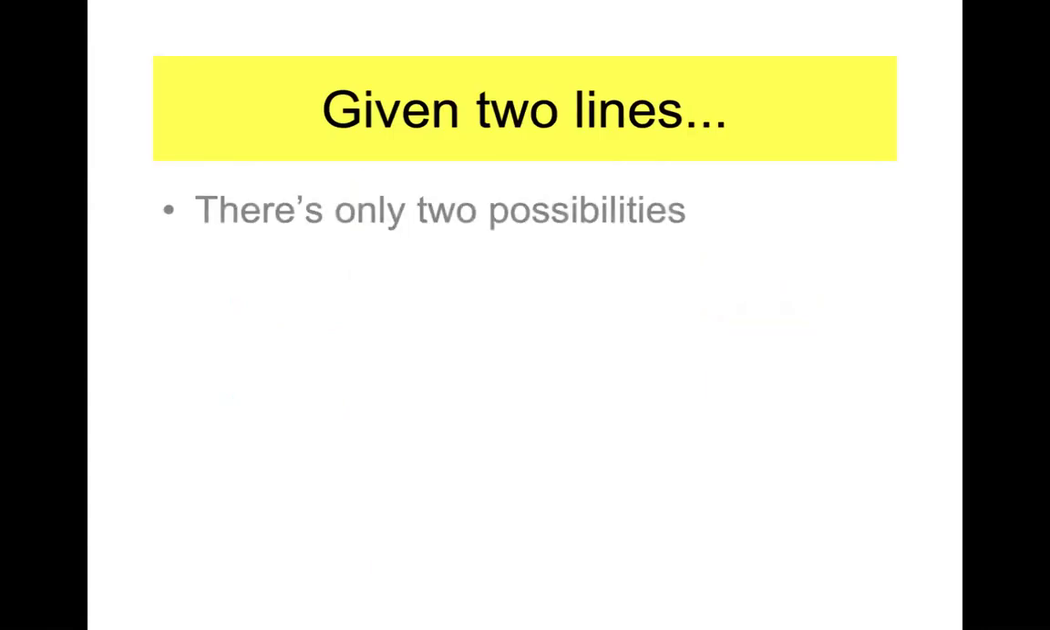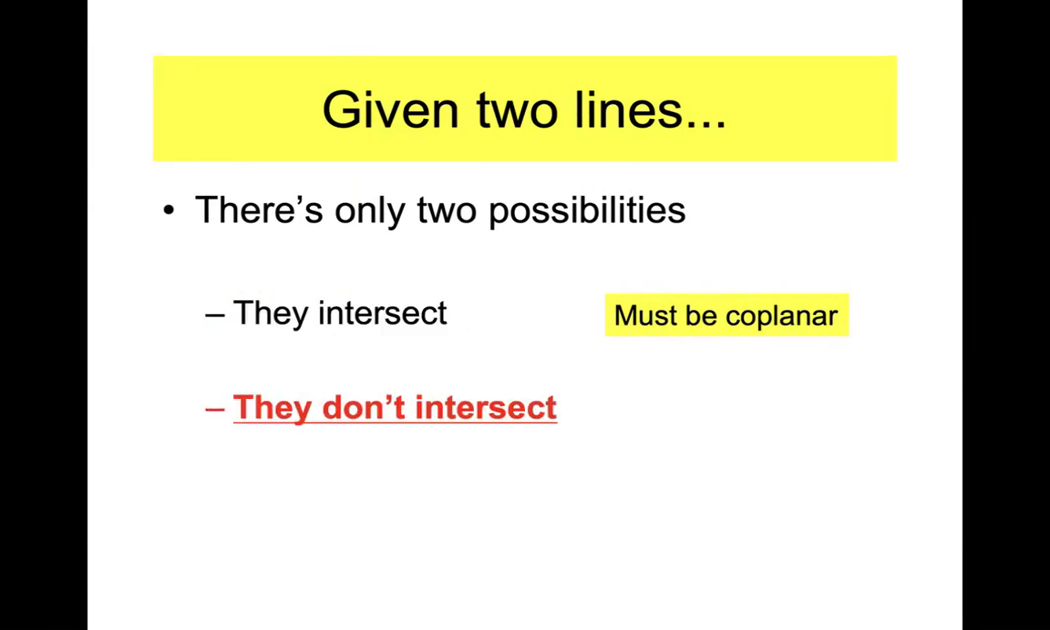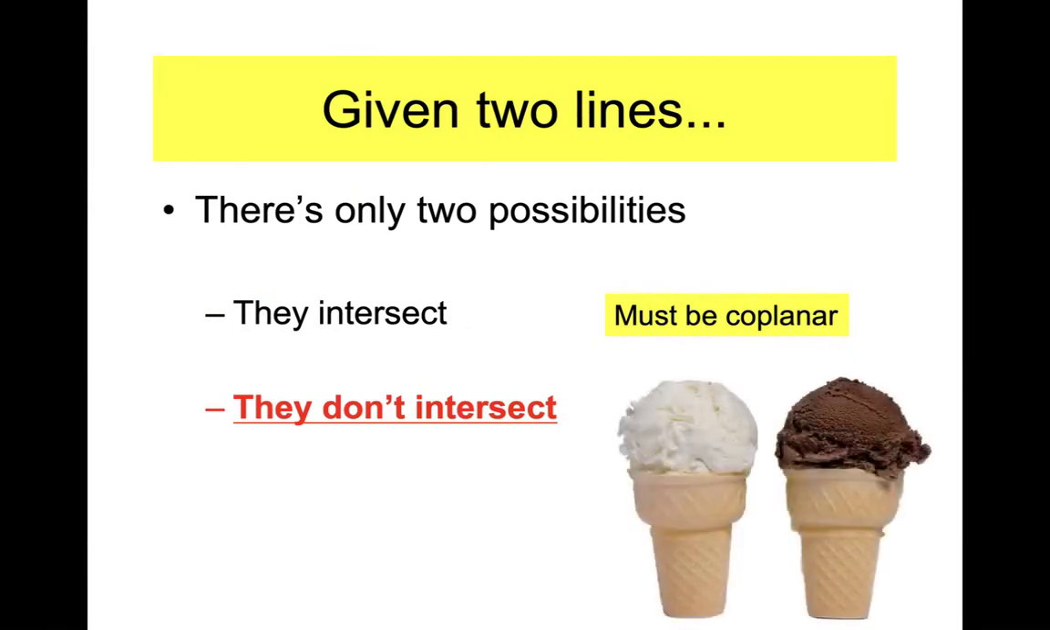But if we extend this to three dimensions, now the two lines are not necessarily on a plane. If they are on a plane, they could intersect, and they must be coplanar in order for that to happen. But if they don't intersect, if we consider three dimensions, there are actually two possibilities.